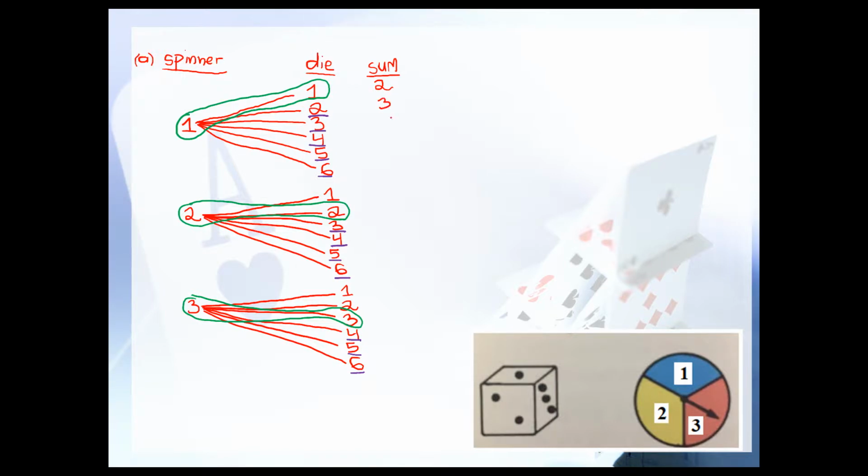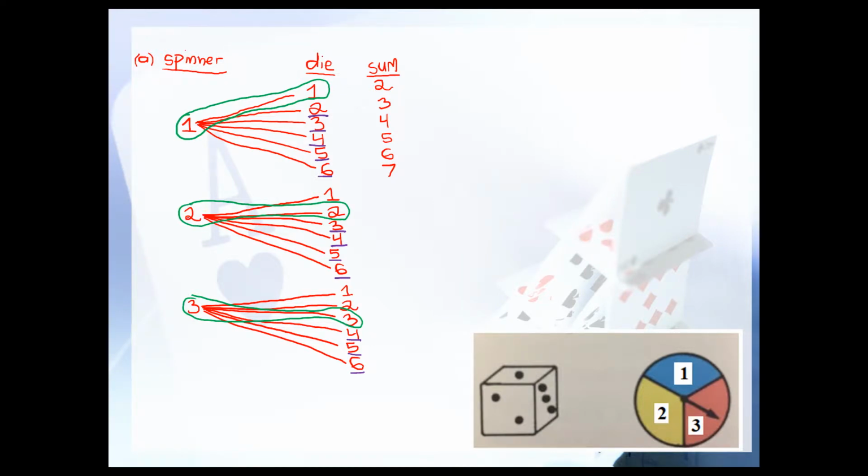1 plus 3 would be a sum of 4. 1 plus 4 would be a sum of 5. 1 plus 5 would be a sum of 6. 1 plus 6 would be a sum of 7. Okay, go to this next tree.